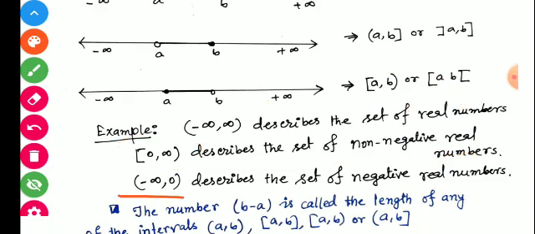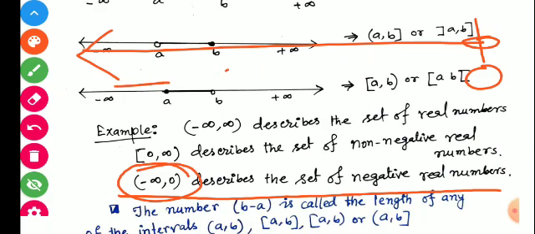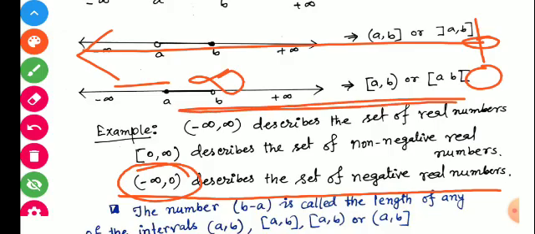Now in the same way, look at this one, minus infinity. Here we have 0, and 0 is not included here. From 0 to minus infinity, all these numbers are negative numbers. This interval, minus infinity to 0, represents all the negative real numbers.